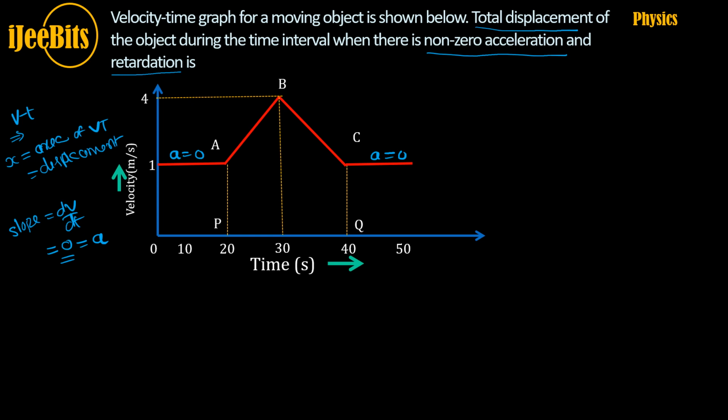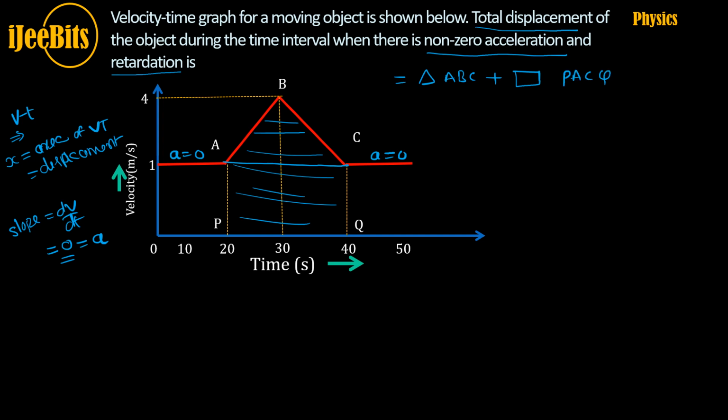So the ask here is non-zero acceleration and retardation, right? So this case we have to eliminate. What is needed? Only this area. So this area is what is needed for you, right? This is what you can calculate. We can think about this as two portions, right? So for calculating displacement, you need to calculate the area of triangle ABC. You can also calculate the rectangle area PACQ. Okay, so what is the time interval here?